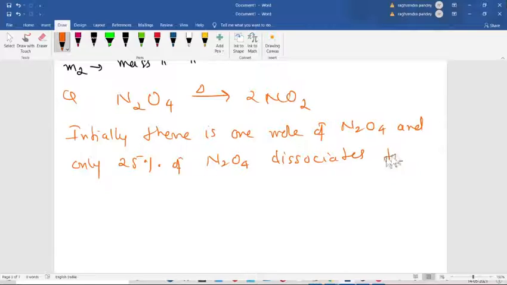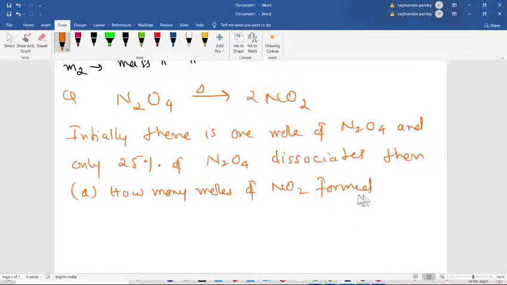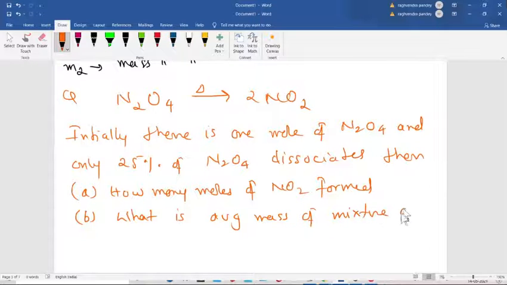Then A, how many moles of NO2 are formed, and B, what is the average mass of the mixture of NO2 and N2O4. So this is your question.